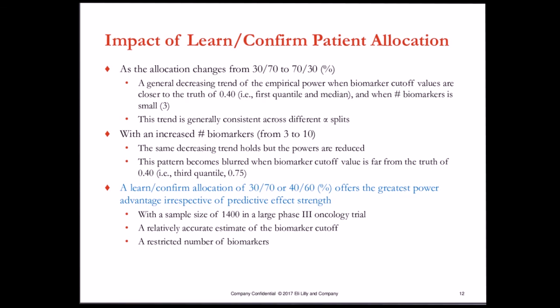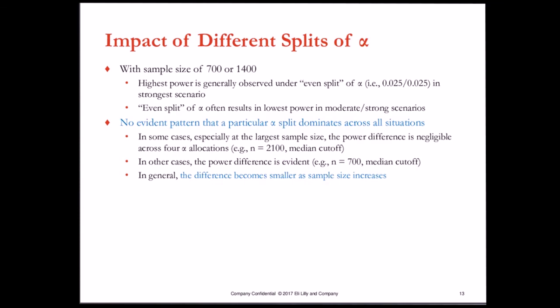Slide 12. In summary, with a sample size of 1,400 in a large phase 3 oncology trial, provided that we have a relatively accurate estimate for the biomarker cutoff and a restricted number of biomarkers, it is recommended to allocate 30 to 40% of patients in the learn set and 70 to 60% of patients in the confirm set to achieve the maximum power. Slide 13, where we will evaluate the impact of different splits of alpha.